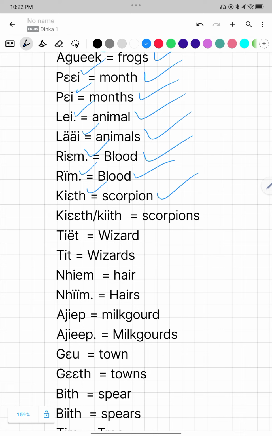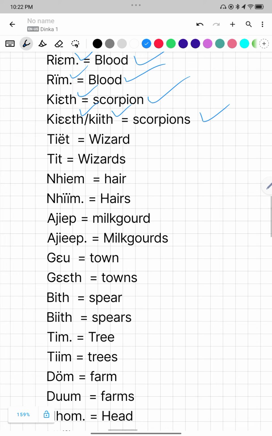The plural form of kiep is called cat or kit. Scorpions. Tit means wizard. Wizard. Tit means wizards. Plural form of tit.